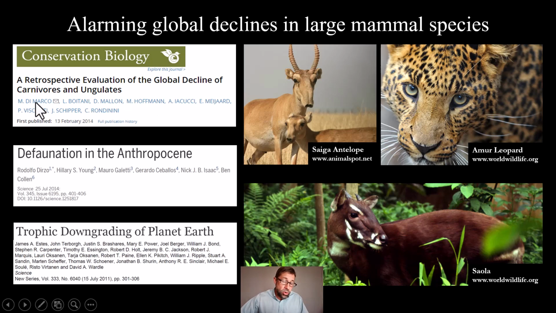So DeMarco et al. evaluated 498 carnivore and ungulate species, and this group found that a quarter of these species moved one or more IUCN categories closer to extinction in just the past 40 years.